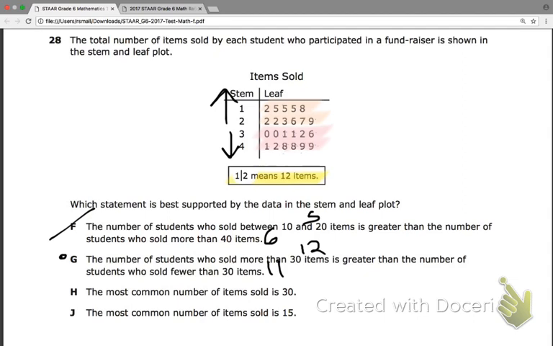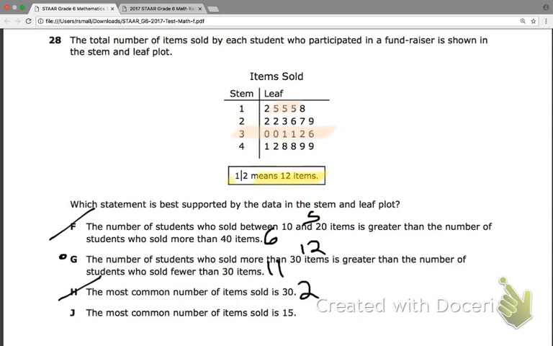H, the most common number of items sold is 30. Alright, so I see on the row with the 3, I see 2 zeros indicating 30. So that means 2 people sold 30 items, but I see that 5 up here, 15, has 3.